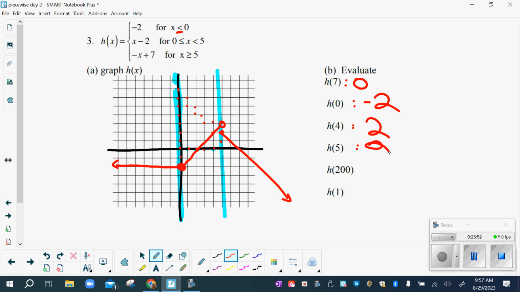I don't want to plug in 200. It's too big. I don't want to do it on my graph. So I have to look up here and think, you know what? I'm not plugging in 200. So instead, I'm going to use one of these. How do I know which one? Well, anything that's bigger than 5, I use that guy. So I'm going to say, okay, -200 plus 7, -193, right? So my point is, if you don't want to use the graph, you could just use the equations.